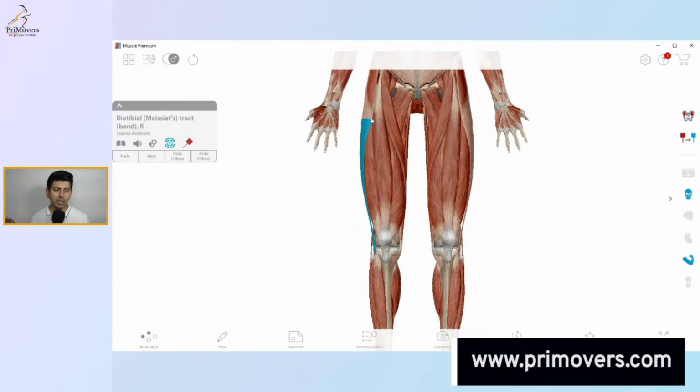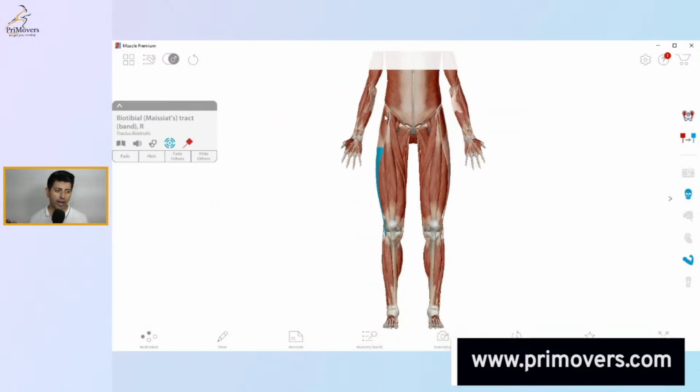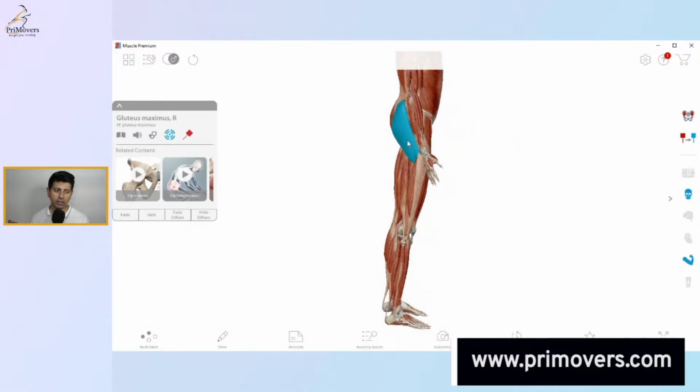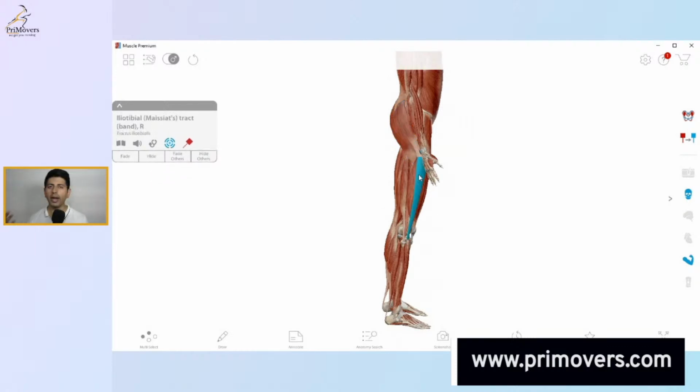Now, as you can see here, this is called the iliotibial band. The iliotibial band is an extension of two muscles. One muscle is on the outer front thigh called the tensor fasciae latae, and the other is the buttock muscle called the gluteus maximus. These two muscles combine on the outer upper thigh to give an extension in the form of a band, which is a thick fibrous connective tissue, and this is called the IT band.